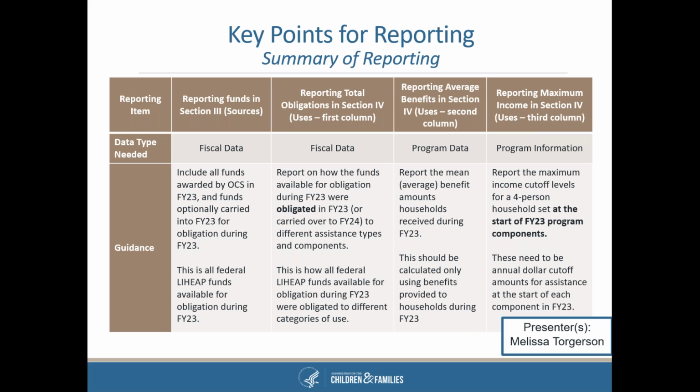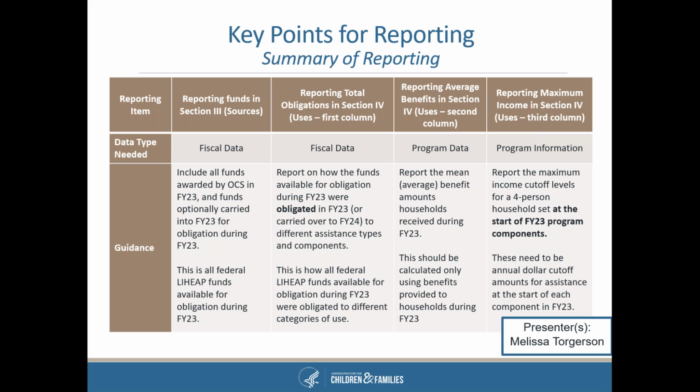So in section 3, the sources of funds, you're going to need your fiscal data to check the pre-populated amounts. In the uses data, the first column in that section, you're going to need to look at how funds were obligated, and this is going to come probably from your fiscal or grants management staff. And you'll be using your state's definition of obligation.